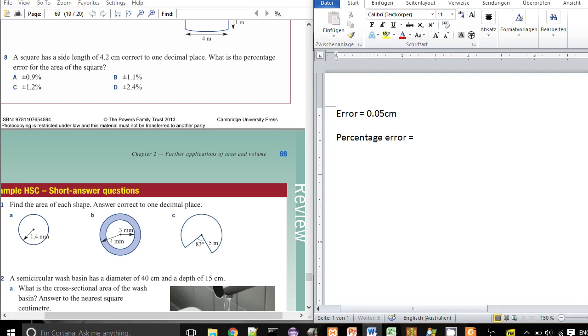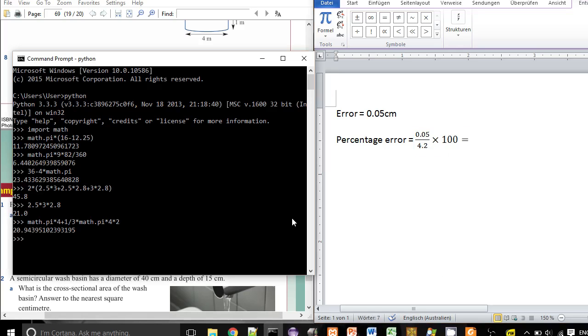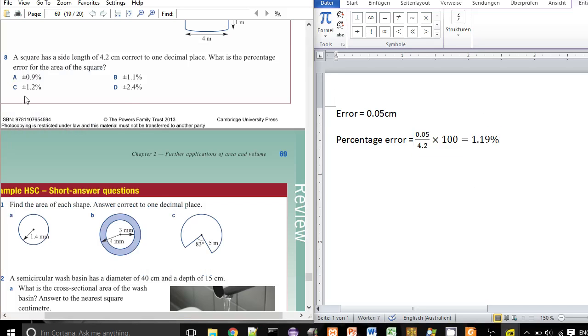Okay, so the percentage error, I'll write it out. Percentage error is 0.05 out of 4.2, and then times that by 100. That's how you find things as percentage. You just divide it as a fraction, times that by 100. 0.05 over 4.2 times 100. So 1.19%. Yeah, that'll do. So 1.2%. Okay.